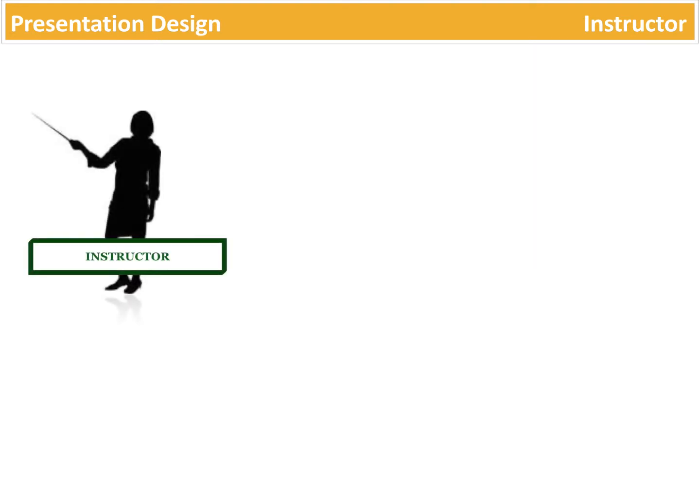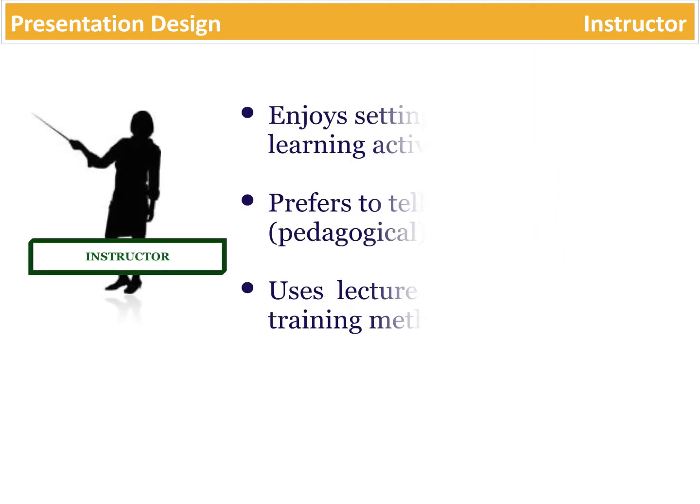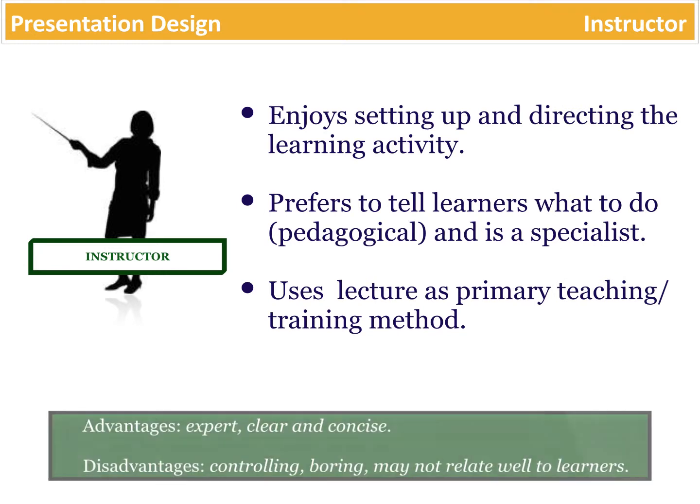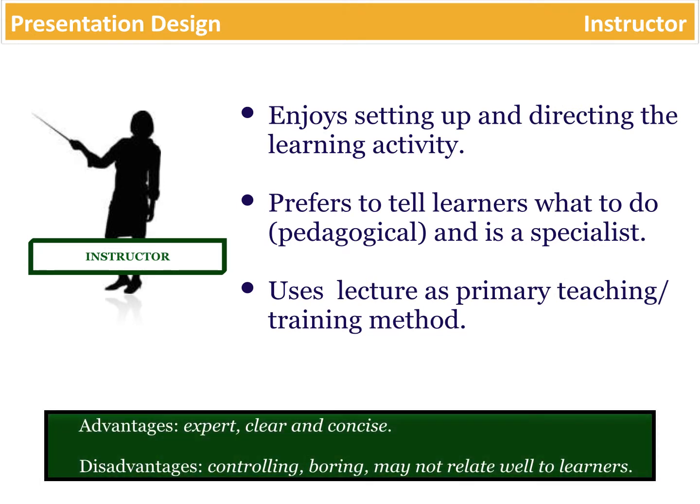So as we said in the last slide, we're going to look at training styles, and first you'll need to identify your style preferences. We'll look at 4 primary training styles as we go through this presentation. The first one here is instructor. This person enjoys setting up and directing the learning activity. This person also prefers to tell learners what to do, more of a pedagogical than an andragogical, adult learning style or teaching style, where the teacher is the center of content and expertise.